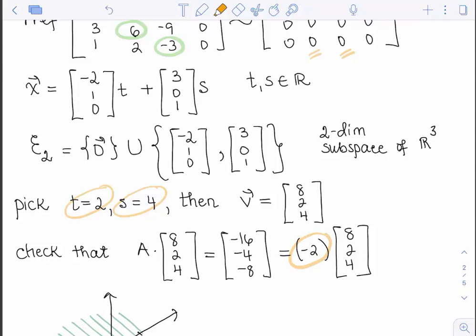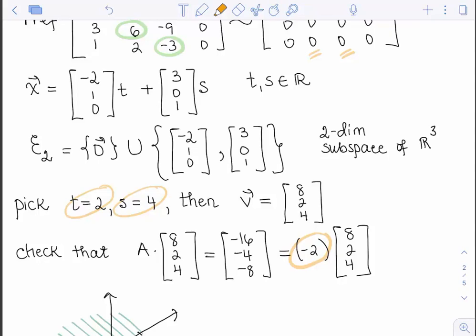This is good practice for you to connect all the ideas and make sure that the vectors that we're computing are indeed eigenvectors. So pick your own t, your own s, pick something interesting, not just 1 and 1. Pick something maybe with negative values, even a fraction. Use your calculator to see if it works out.